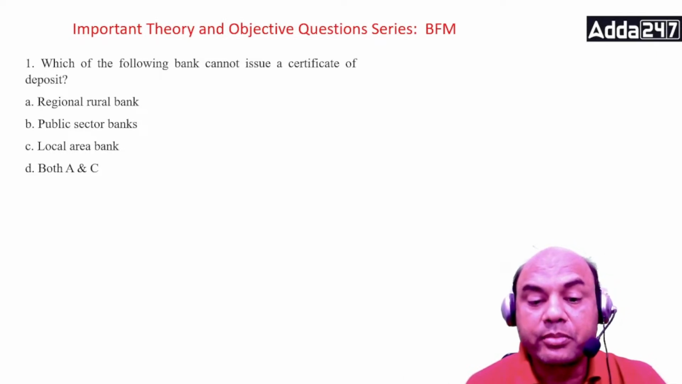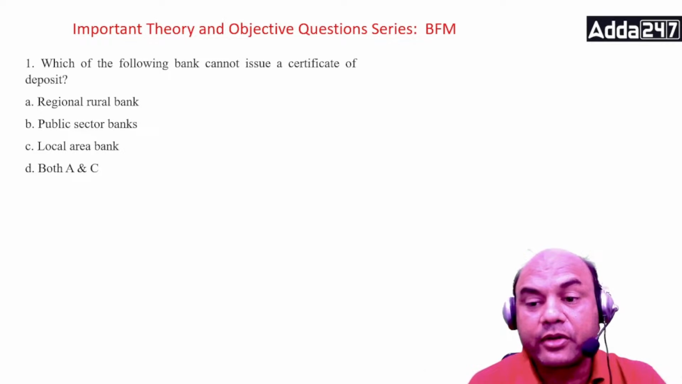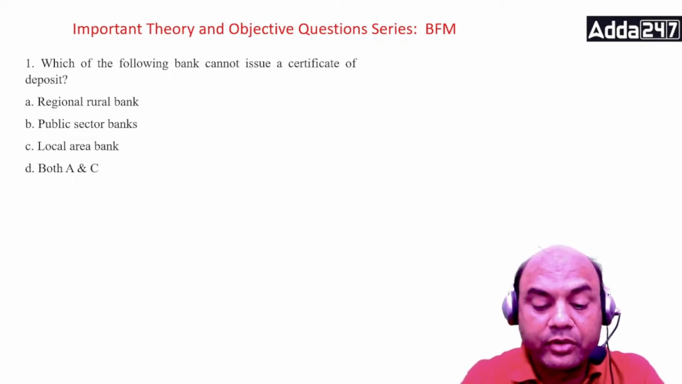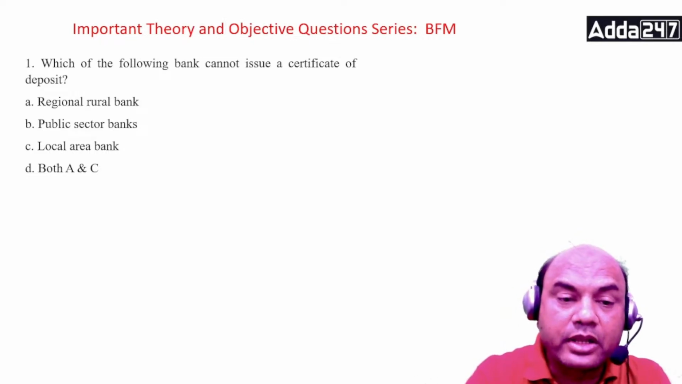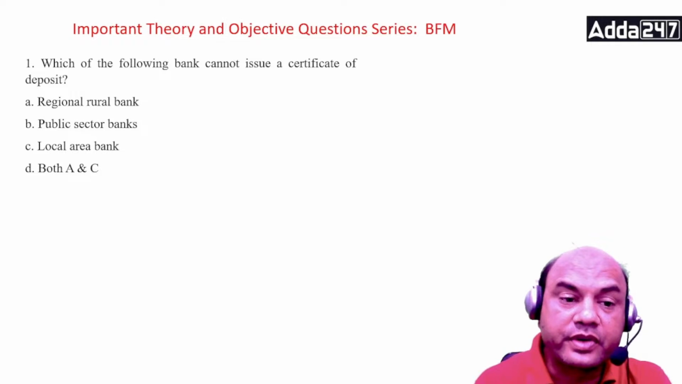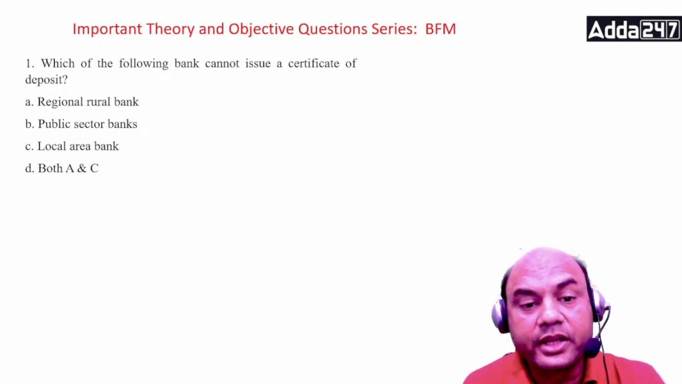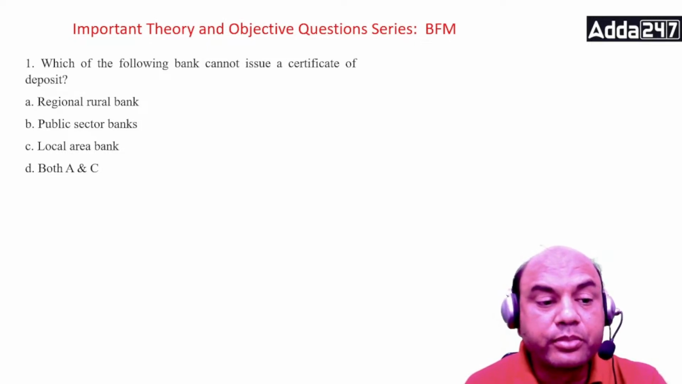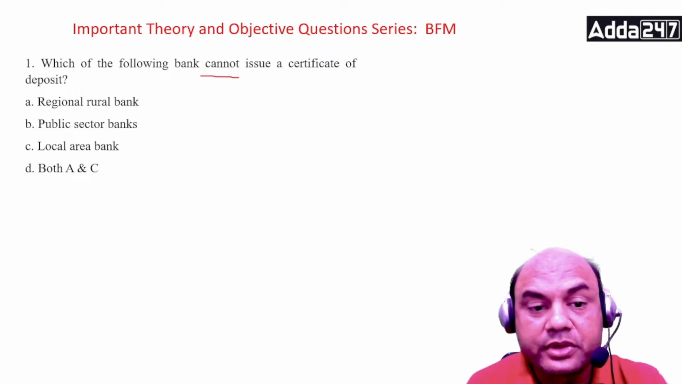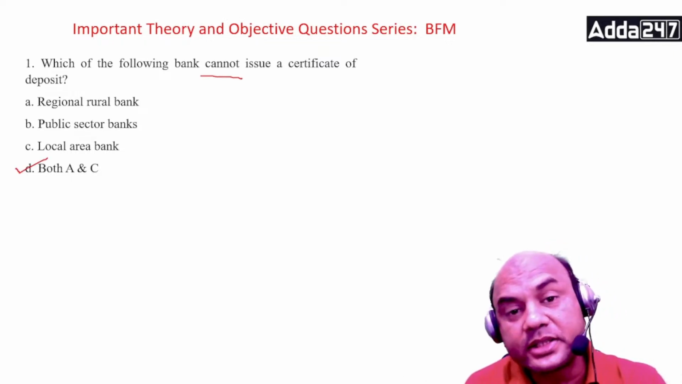The minimum amount of deposit which RBI has kept is generally 5 lakhs. But let's check the latest minimum amount. In the meantime, you tell me who can issue and who cannot issue a certificate of deposit. The answer is both A and C.